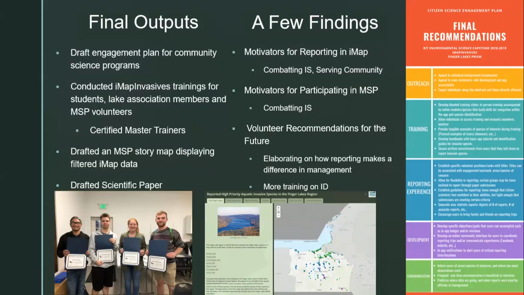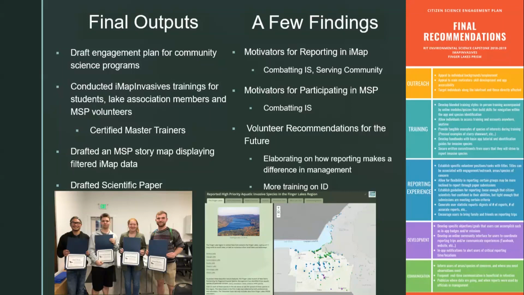We started a Macrophyte Survey Program story map, which was displaying IMAP data, filtered IMAP data. And you can see that story map at the bottom of the screen. That story map is still being worked on today. And then we also started a scientific paper with some of our findings about community science. So just a few findings. There are many more than this. I'm happy to talk to anyone after the webinar if you're interested.